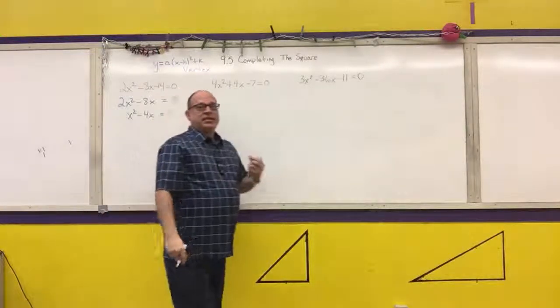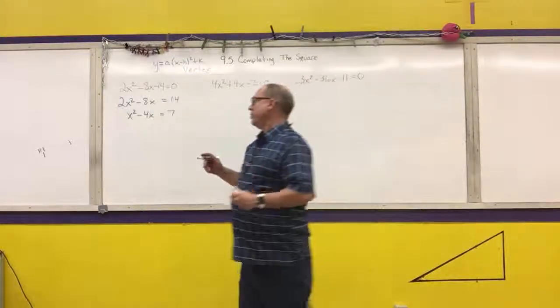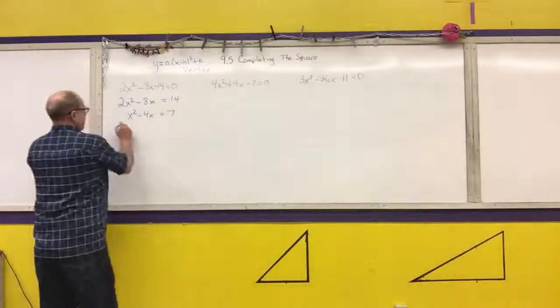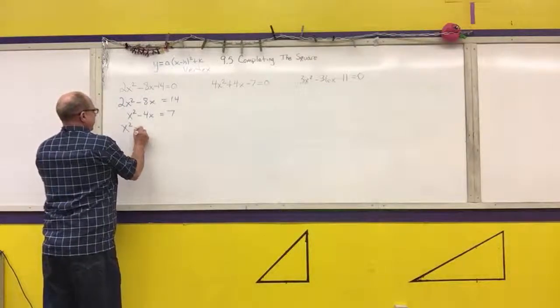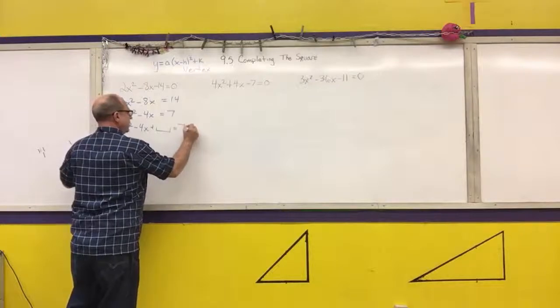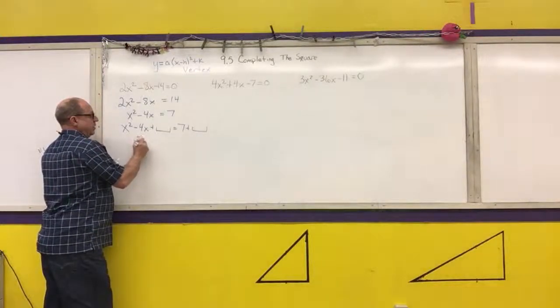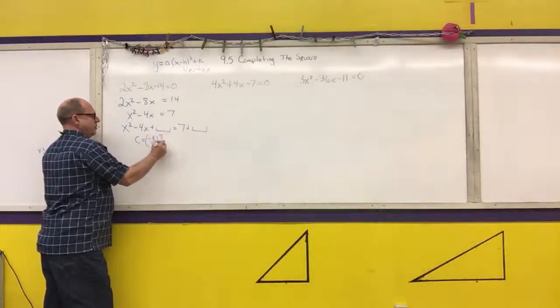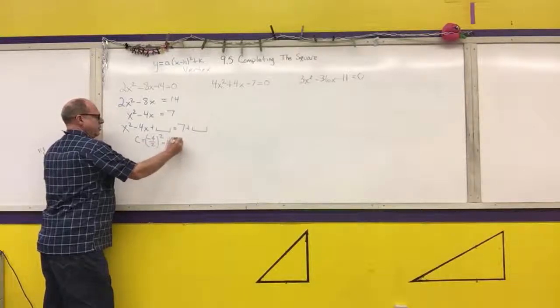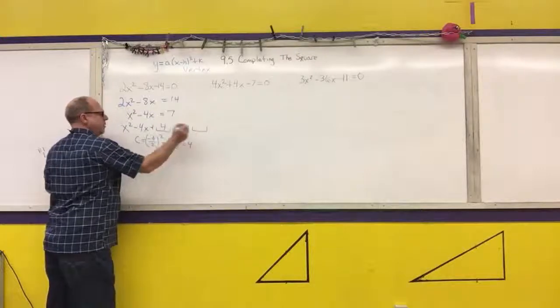So my next thing I'm going to do is solve by completing the square. Let me rewrite this with the blank that I did in the last examples. I need to find the c term. C is equal to b over 2 squared. Negative 4 divided by 2 is negative 2. Negative 2 squared is 4. Put a 4 here. Put a 4 here.